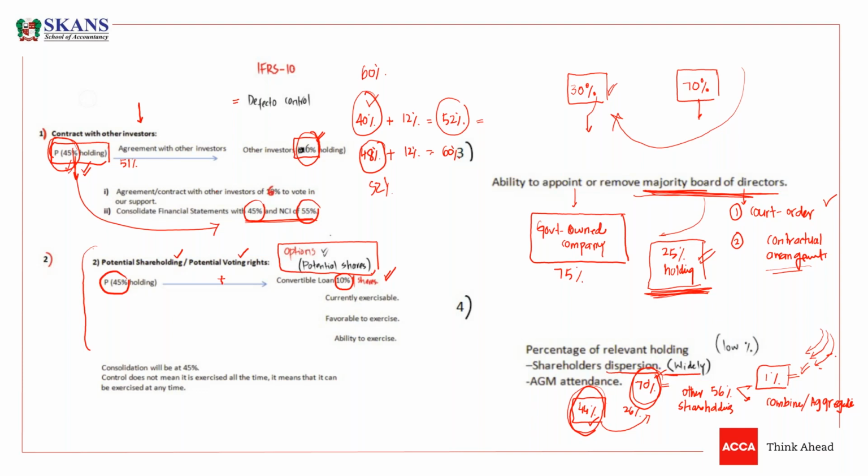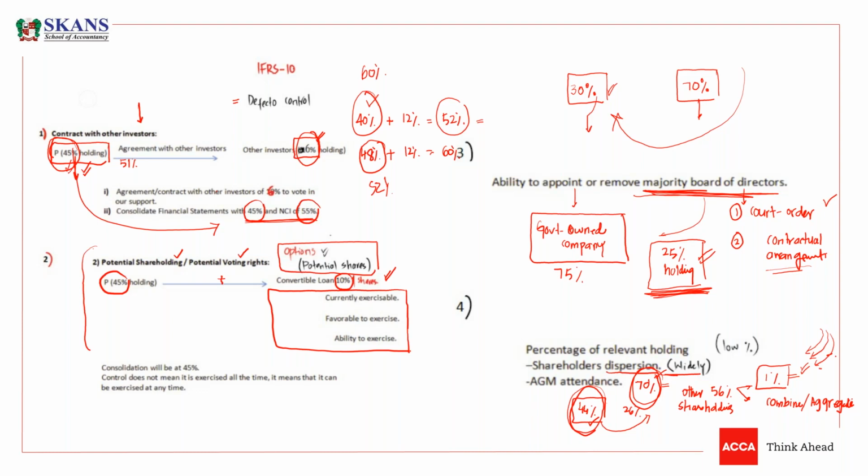Now, what is this? Listen carefully. So 45% plus convertible loan. Right now, you don't have the ability to appoint majority directors. You don't have the ability to take decisions. But as per IFRS 10, if these 3 points are there, then you can say that right now we have control. Even though we have 45%, we can say that we have control. And control means it's a subsidiary. So we can prove that with 45%, we have control.